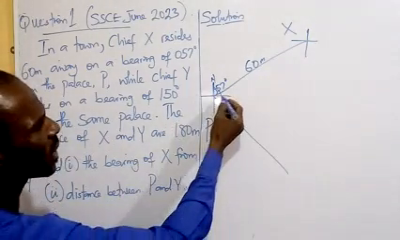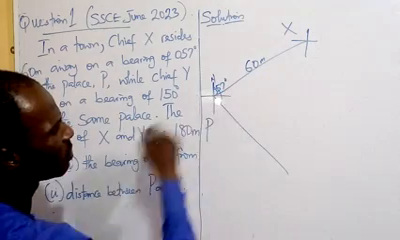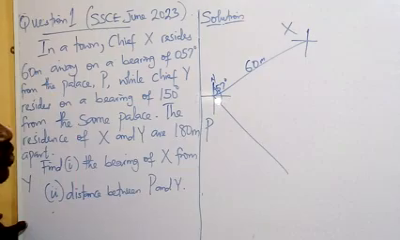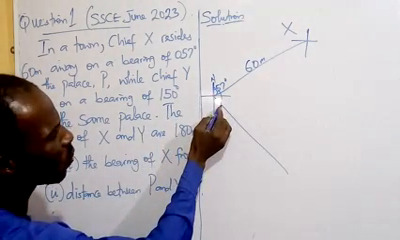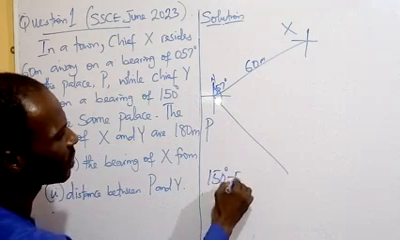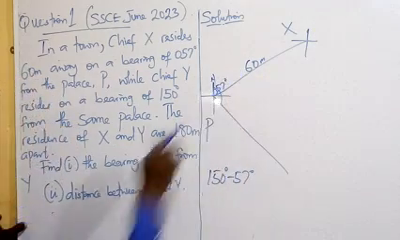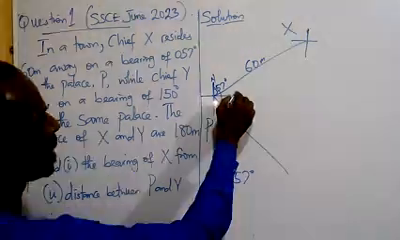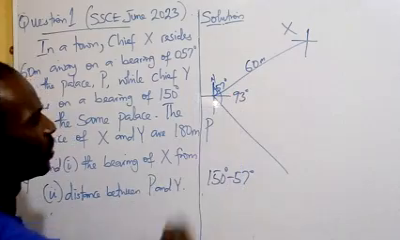But we need to calculate this angle. How do we get this angle? That's the question. The movement from here to this point is 150 degrees, so we can say 150 degrees minus 57 degrees to get what is inside this angle. Therefore, it will be 93 degrees.